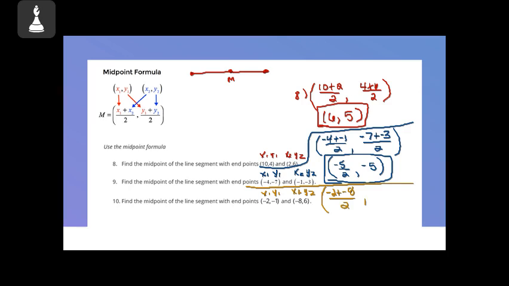Well, -2 plus -8 is -10. If I divide that by 2, that gives me -5. -1 plus 6 is 5, which does not divide by 2, so I'm going to leave that as 5 over 2. And there's the midpoint of those 2 points.